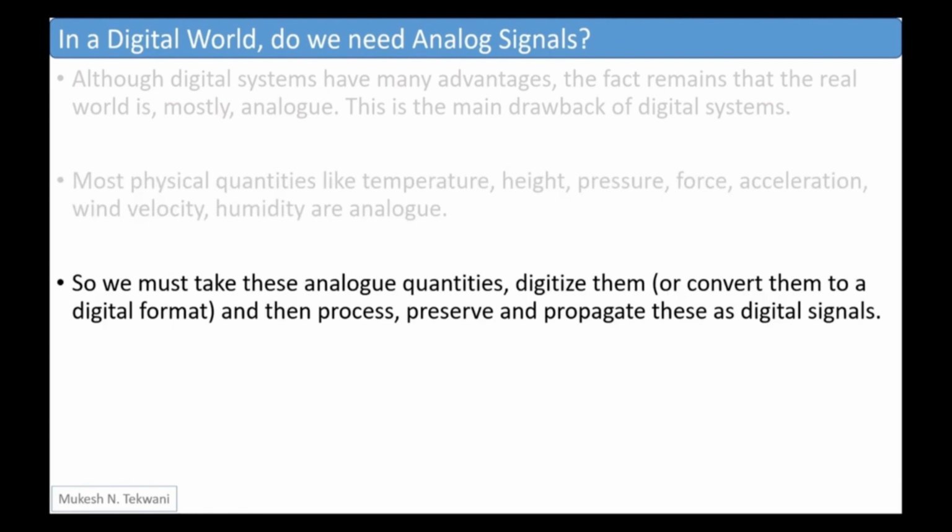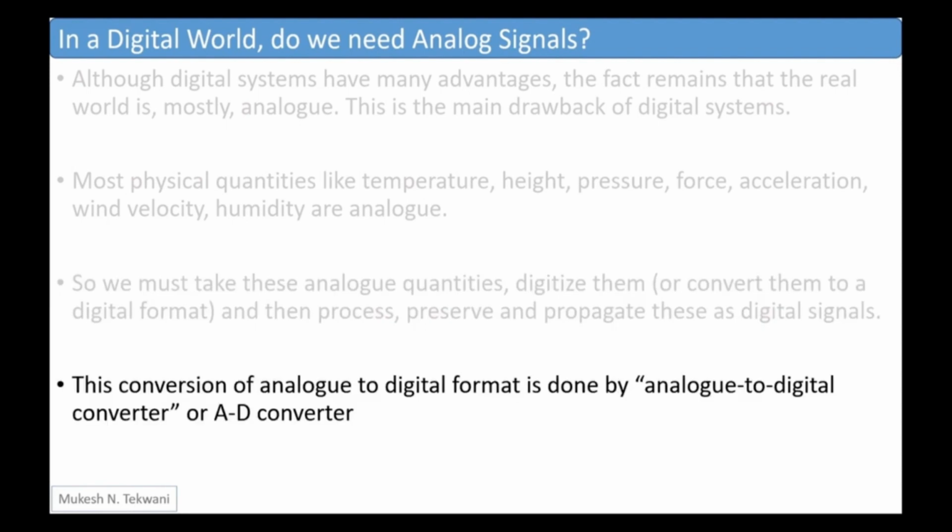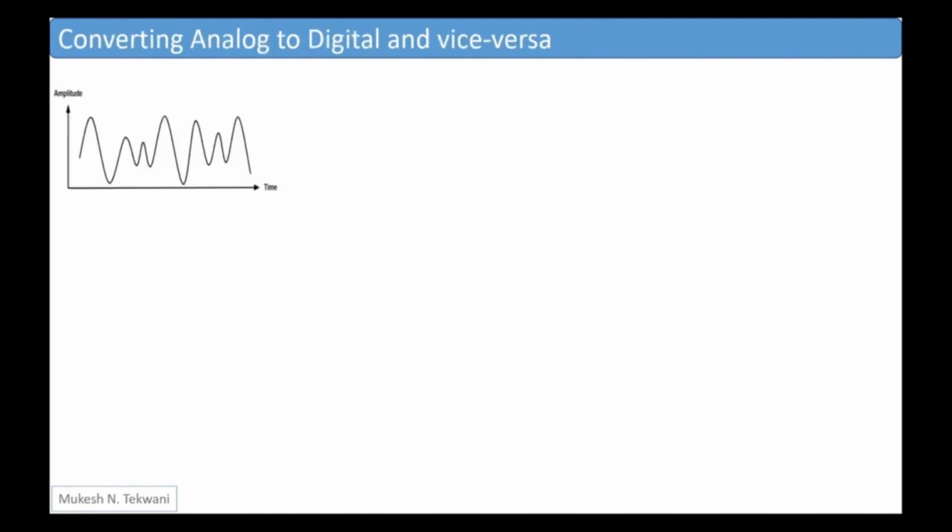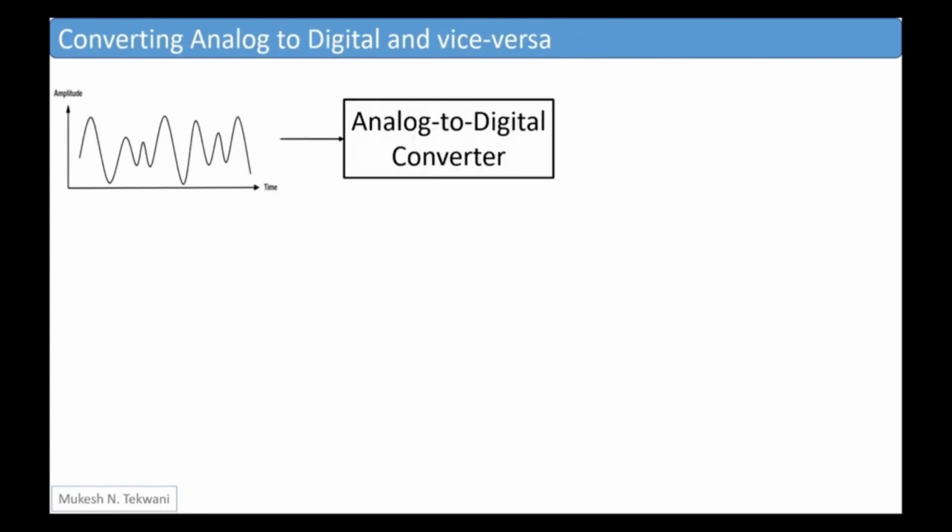So we must take these analog quantities and we must digitize them or convert them into a digital form and then process, preserve and propagate these digital signals. This conversion of an analog to a digital form is done by an A to D or an analog to digital converter. For example, here we have an analog signal which could be, for example, voice, which is converted through an A to D converter and it gives us a digital signal.